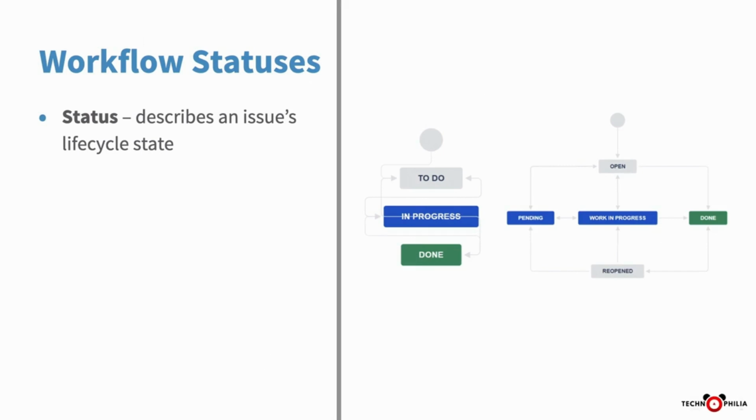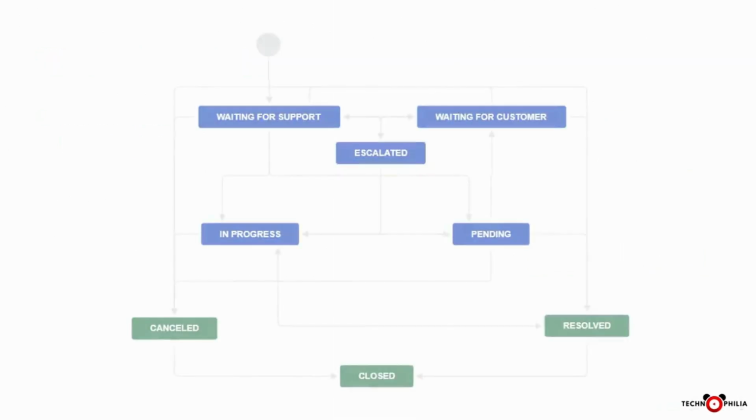Jira comes with default statuses like To Do, In Progress, Done, Open, and Closed. Jira Software adds additional default statuses like Backlog and Select for Development. Jira Service Management adds additional default statuses too, like Waiting for Support and Escalated. You can also add custom statuses like In Review, Pending Approval, or On Hold.